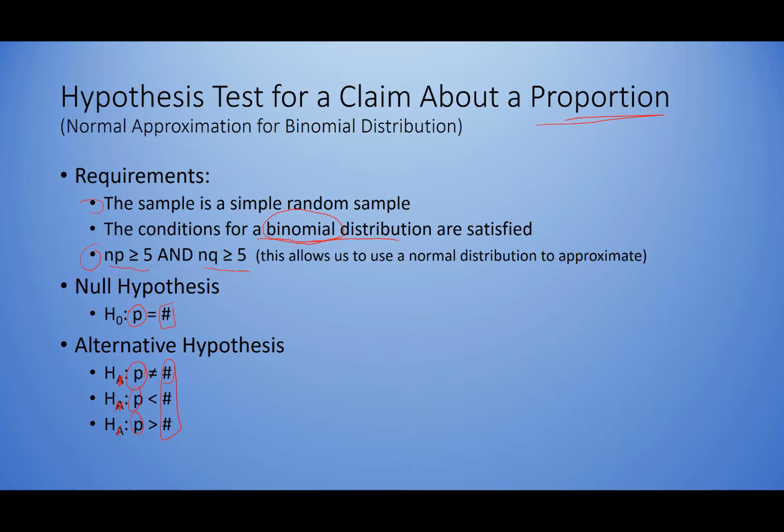So the difference between these alternative hypotheses is the symbol, and the symbol will typically come from the text or from what you're trying to show. If you're just trying to show that the population proportion is different than the original claim, then we would use not equal. If you're trying to show the population proportion is less than the claim, you would use the less than symbol. And if you're trying to show that the population proportion is larger than the claim, you would use the greater than symbol.